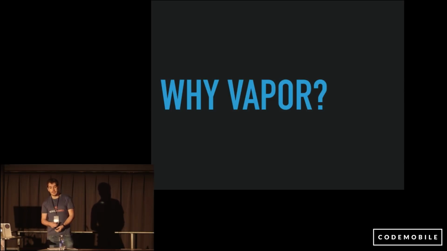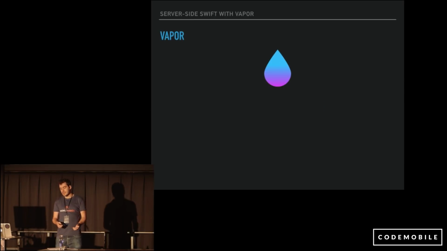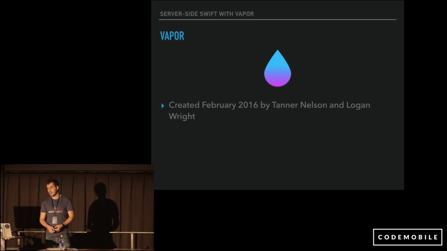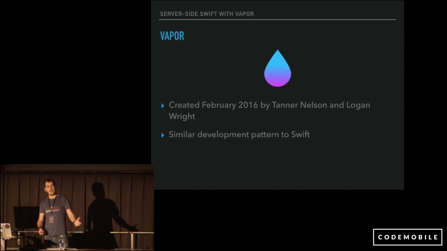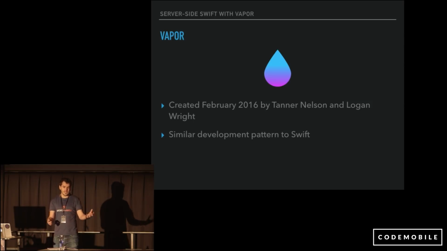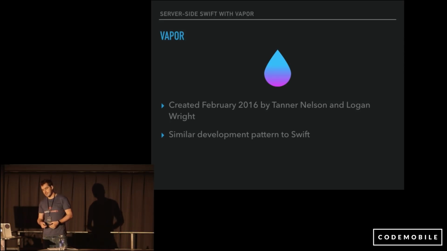So why Vapor? Because there are other server-side Swift frameworks out there. Vapor was started, as I said, in 2016 by a guy called Tanner Nelson, and then Logan Wright came along shortly afterwards. And it's kind of followed a similar development pattern to Swift. With Swift, we had Swift 1, it came out, it was great, it was all fun, everyone got on board, and then Swift 2 started to change it as people got used to it, and how does this actually work? And Vapor 2 was very similar to that, of people using it going, well, this doesn't work very well, but this works great, and they kind of changed it to make it work a little bit better.